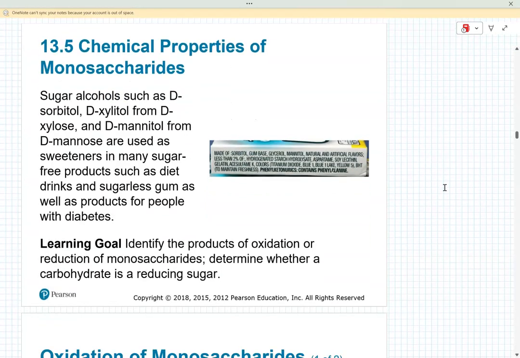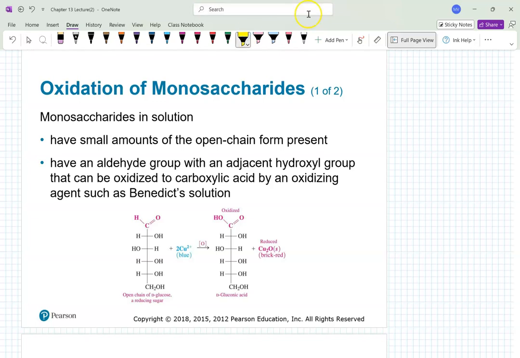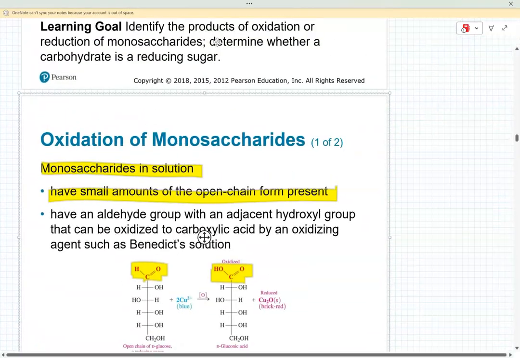Does that make sense? So now we're going to talk about the chemical properties of monosaccharides. We're going to start with the fact that if you have an aldose, it can be oxidized. There's a statement here: small amounts of the open chain form present. Monosaccharides can exist in the open chain form, which you can see on the slide on the left.